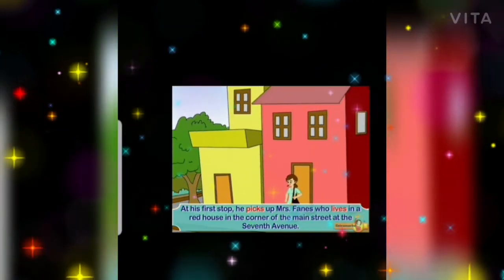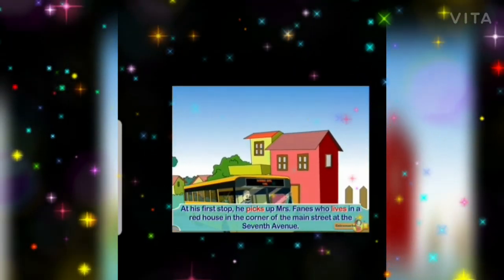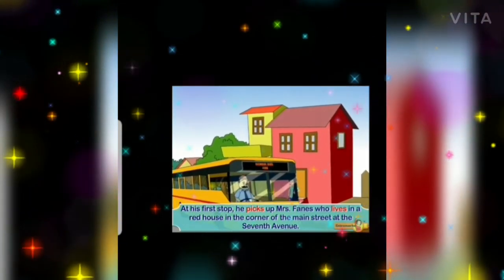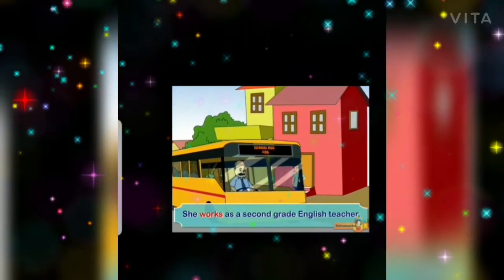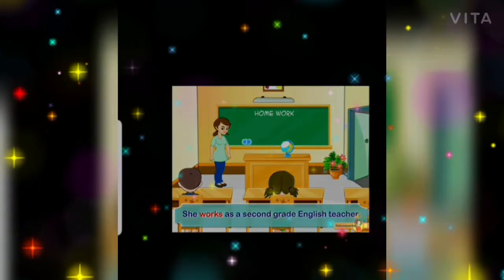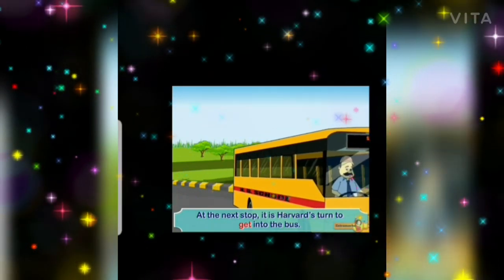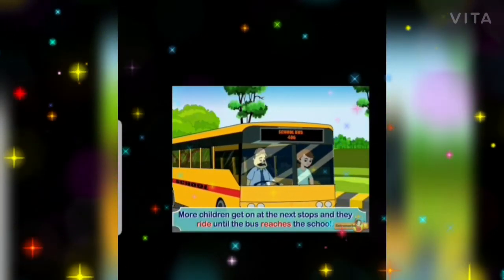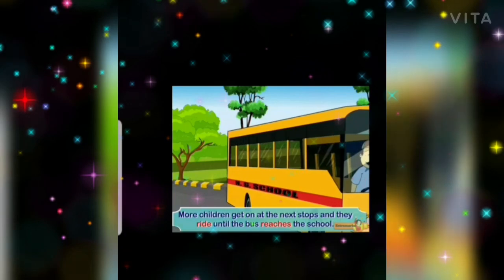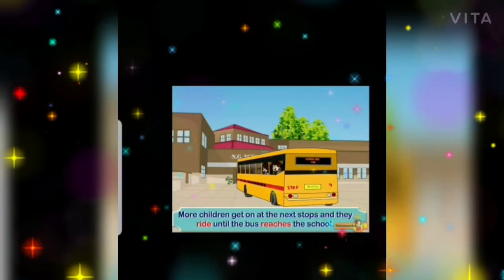At his first stop, he picks up Mrs. Faines, who lives in a red house in the corner of the main street at the 7th Avenue. She works as a second grade English teacher. At the next stop, it is Howard's turn to get into the bus. More children get on at the next stops and they ride until the bus reaches the school.